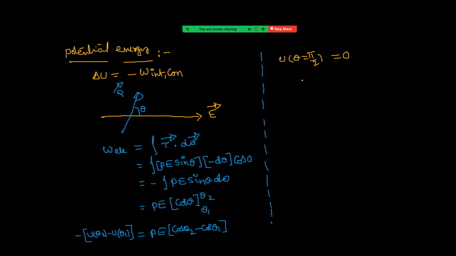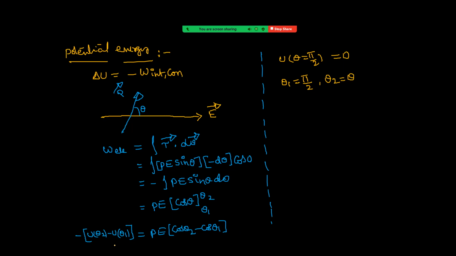If you take this assumption, let us take theta 1 is 90 and theta 2 equal to theta. Initially the value is 90, finally the value is theta. Now substitute these values in this one. Then see what we get.